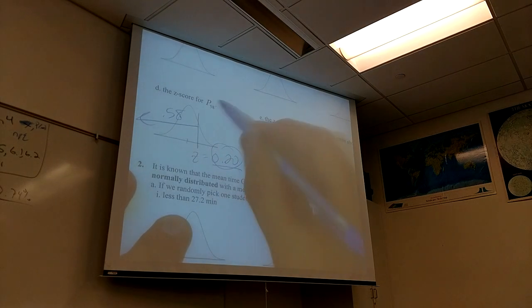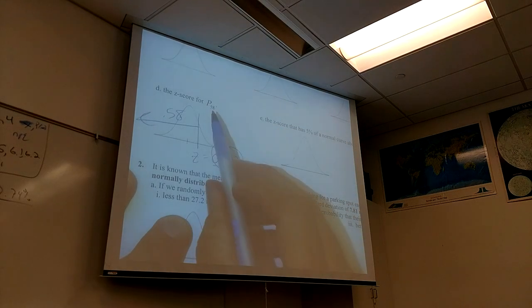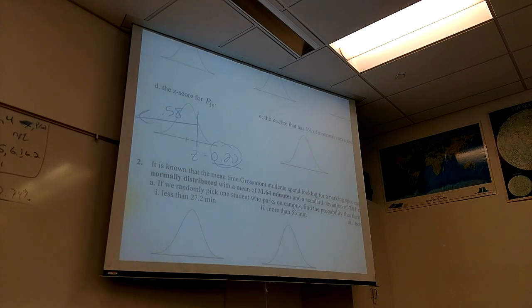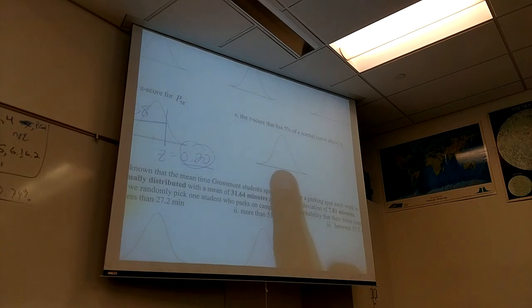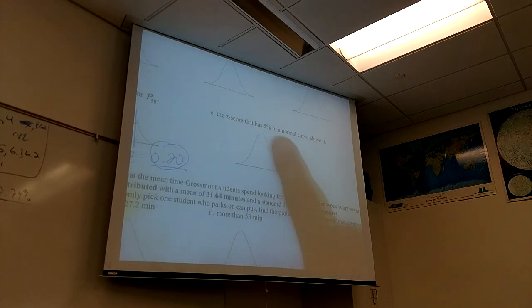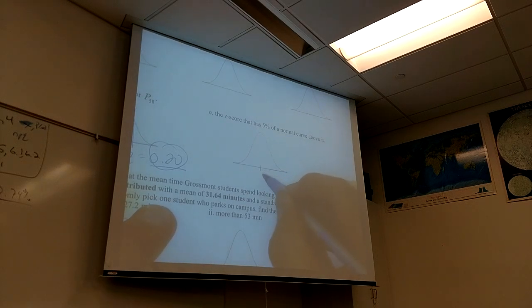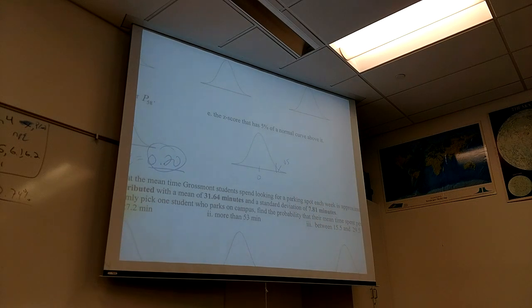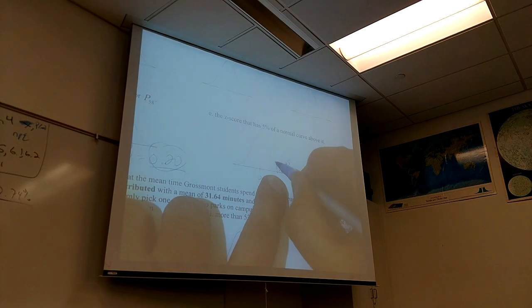That's the z-score that has 58% below it, and that's why it's the z-score that is the 58th percentile. That is the definition of a percentile. This one is pretty much the same idea, except where is the 5% it's talking about? Above the z-score. So where is the z-score going to be? It's got 5% above it, so it's going to have to be way up here. Does the z-score chart understand areas above? No, it only understands areas below.